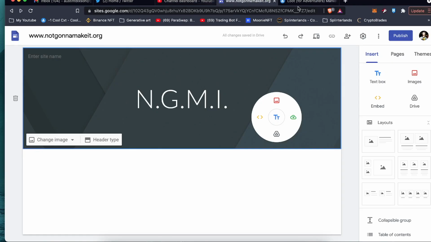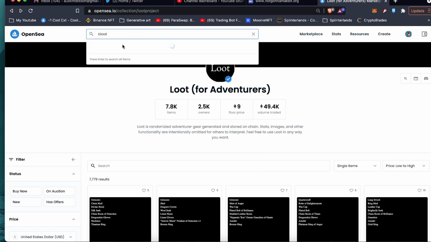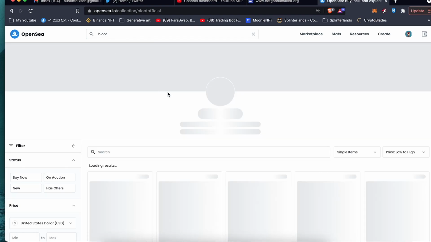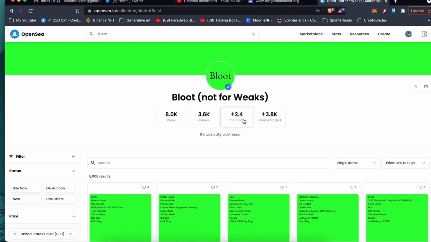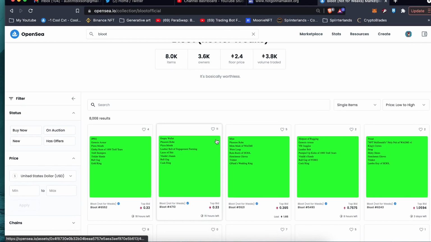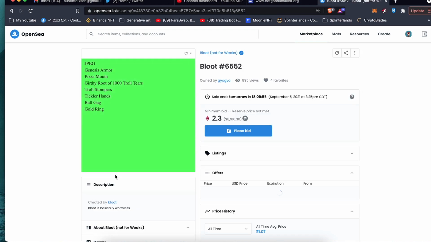At 9 ETH, it's definitely outside of my price range, but it was quickly copycatted by a project called Bloot. So let's look up Bloot here. They're already verified as a derivative project, but look at this, floor price is already 2.4 Ethereum. And these have a little bit more fun types of things inside them for people that are on crypto Twitter and stuff. It's very meme-ish.